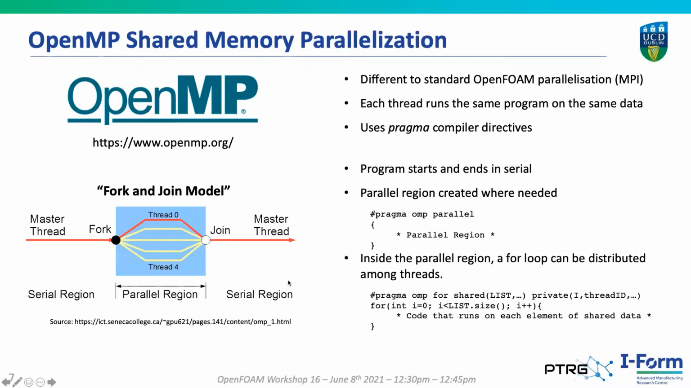To further boost the speed of the algorithm, I use OpenMP parallelization. This is different to MPI, which is what OpenFOAM uses predominantly, as each thread has access to the same shared memory. OpenMP is based on a fork and join model. The program starts in serial, and then when we encounter a region that is very computationally intensive, we can split it into parallel, spread the work across multiple threads, and then rejoin to run the rest of the program on the master thread.